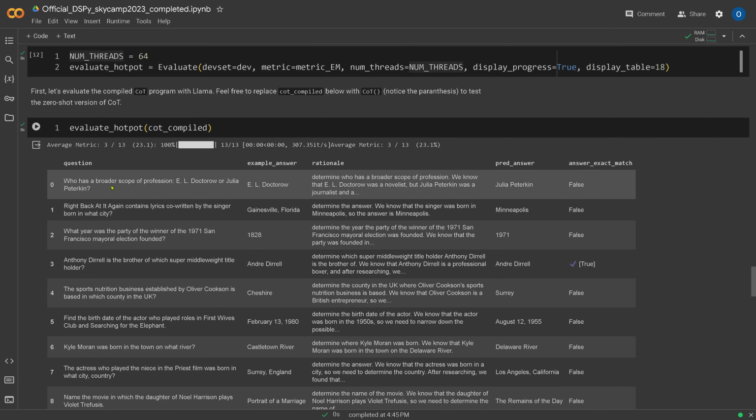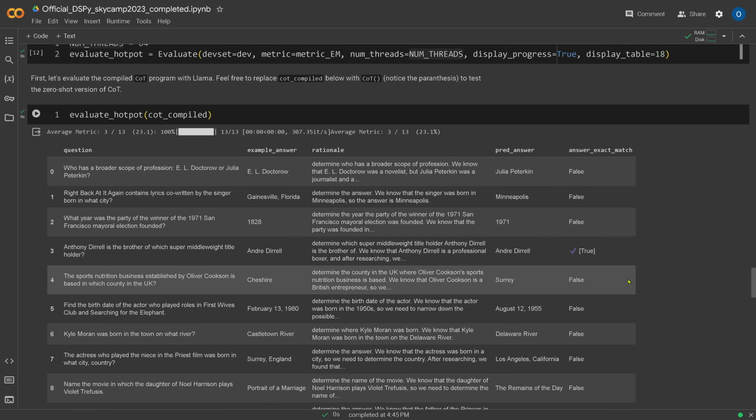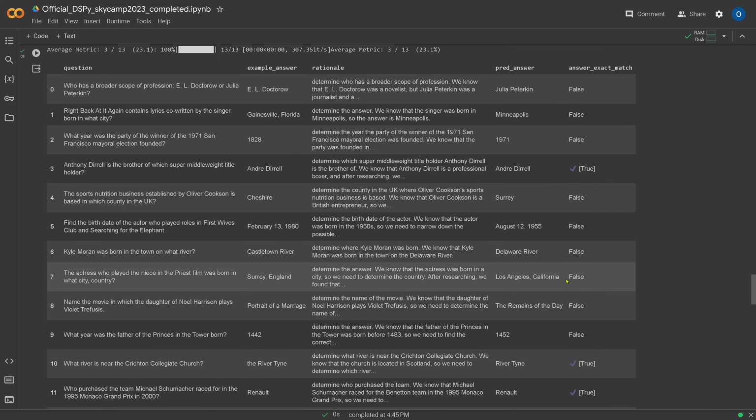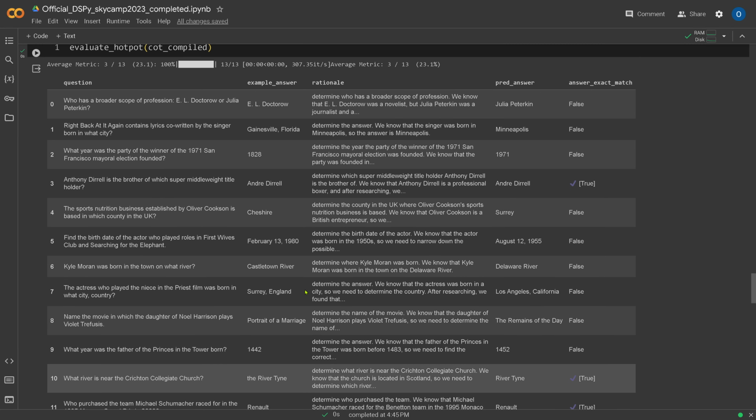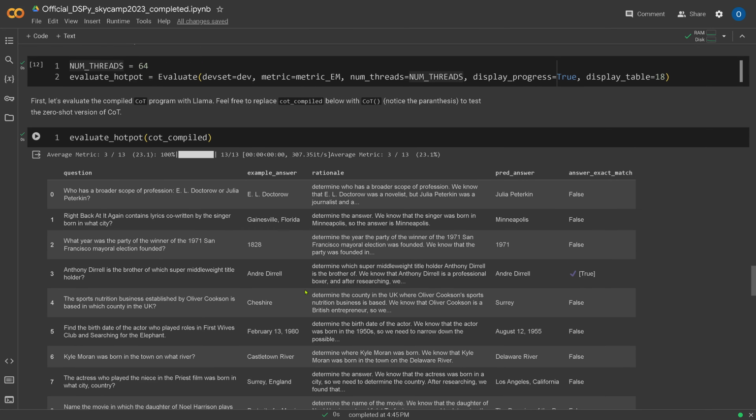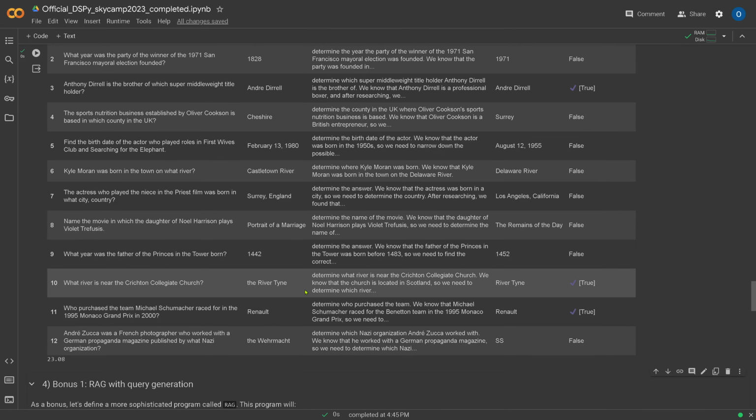So you see here exactly the question and the example answer that it should be, and then the rationale, but this is a Llama model, so it's much too small to be really functional. So the predicted answer, and then you see the exact match, false or true. And you see there's one true. Yeah, Llama 2 is not able to do this, but for the demonstration, it is a free Llama 2 model. So you go with your model that you like. Maybe take a little bit more training time.